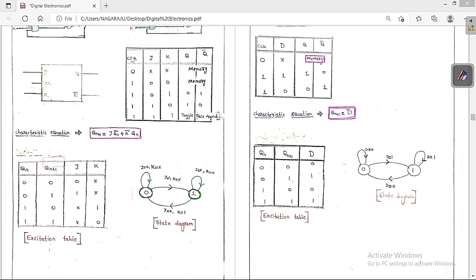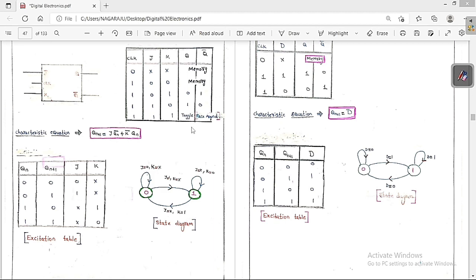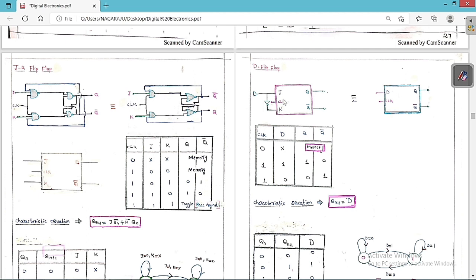See, in the JK flip-flop, all these things are the same except the invalid state. In the SR flip-flop it was the invalid state, but now we are going to get a toggle, which means the output is changing from 0 to 1 and 1 to 0. So this is a point that you always need to remember, because of the feedback that is present. In the SR flip-flop there is no feedback from output to input, but now there is a feedback in the JK flip-flop. Now we are going to learn about the D flip-flop.